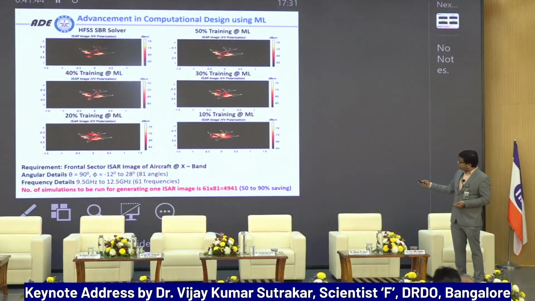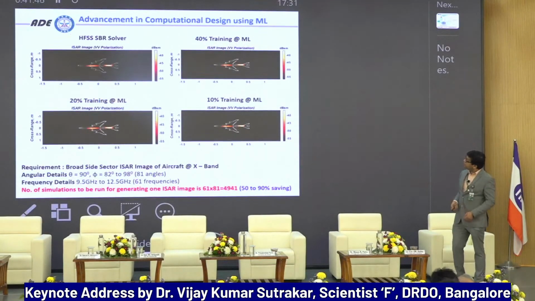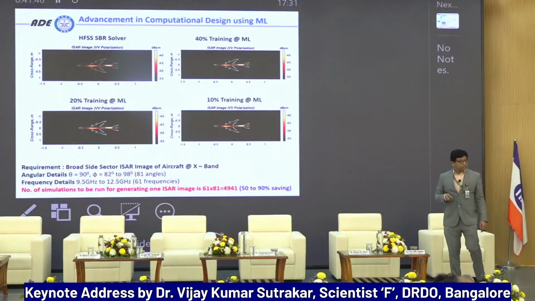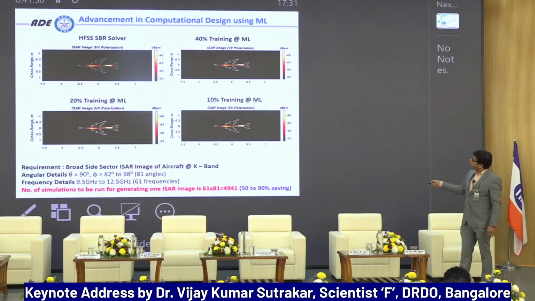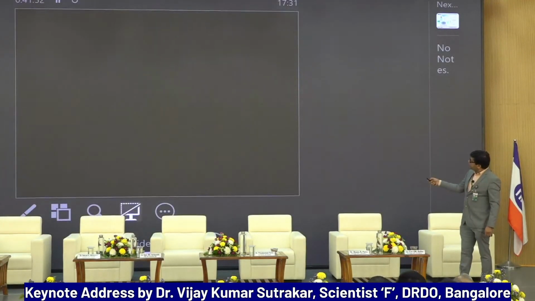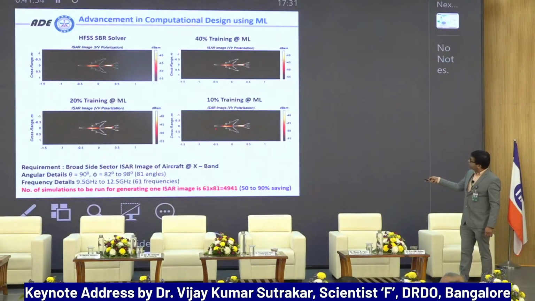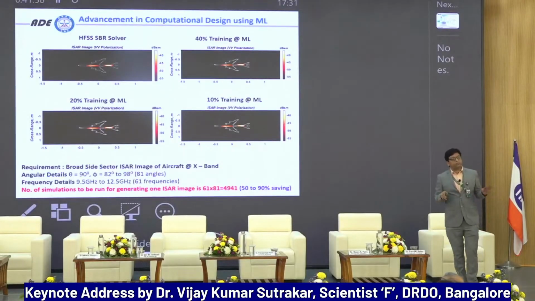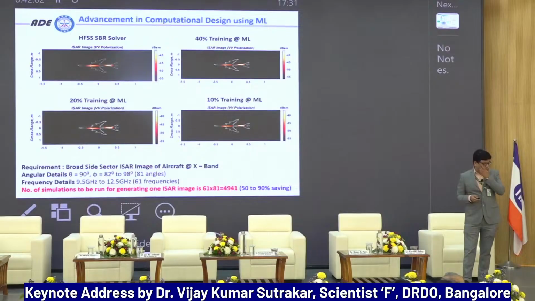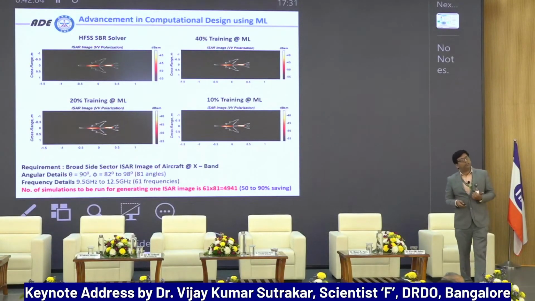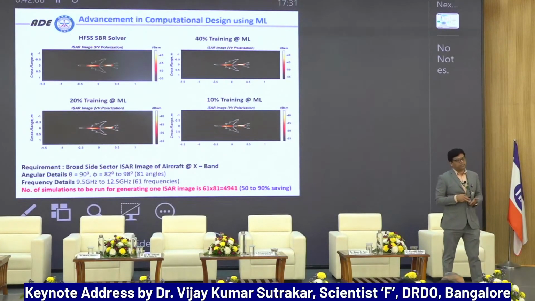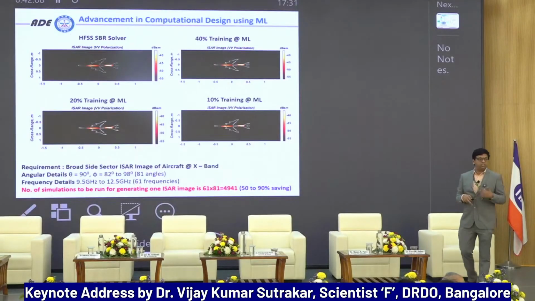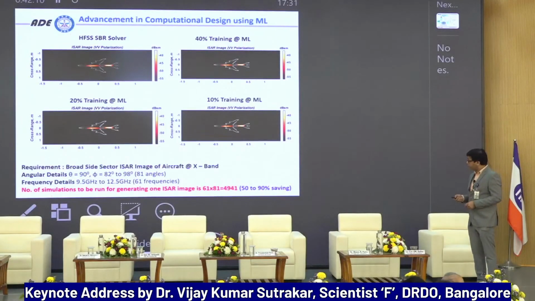In this case, around 50%. For example, in the next case, I am seeing this aircraft from the side, and with only 10% of the data I can generate the image. So almost 90% of my computational time has been reduced. This is an area where a lot of activities are happening, but we cannot use it blindly. We should understand the physics, then use the machine learning. Otherwise, it will just be running some model that is never going to work.